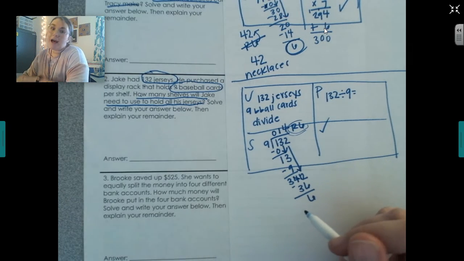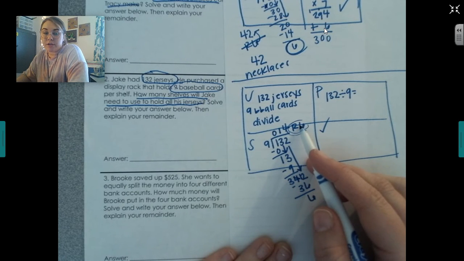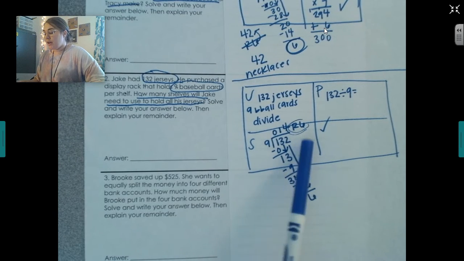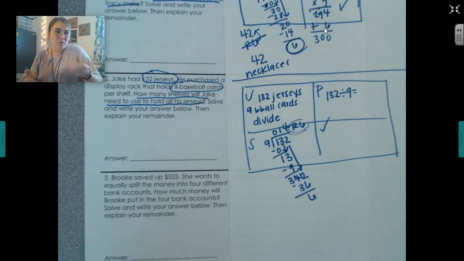So am I going to drop that remainder? He wants to put all of his jerseys on a shelf. Those 6 jerseys will not go on a shelf if he drops it. If he forgets about the remainder, then he's not going to have enough shelves. Am I going to add one more? Now, is that shelf going to be full? No, the shelf's not going to be full. There's only going to be 6 things on it. But we need one more shelf in order to fit everything.